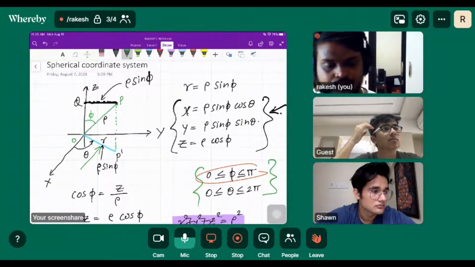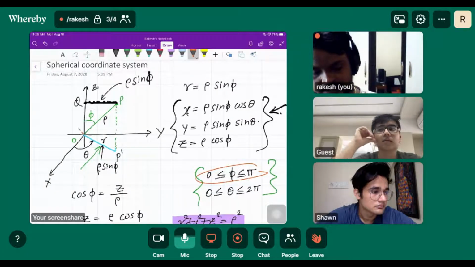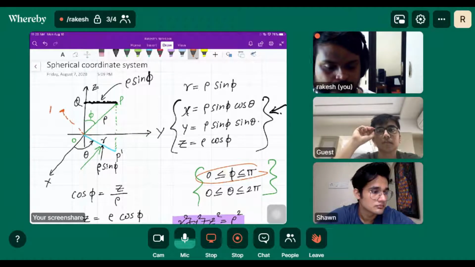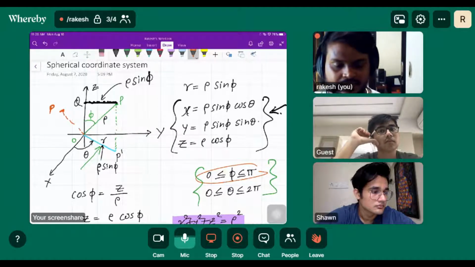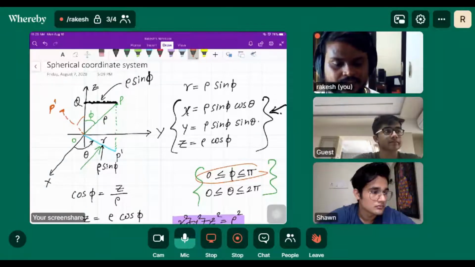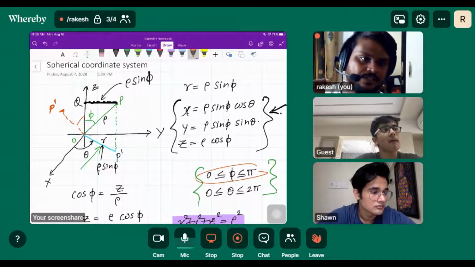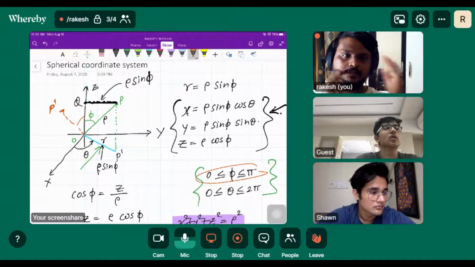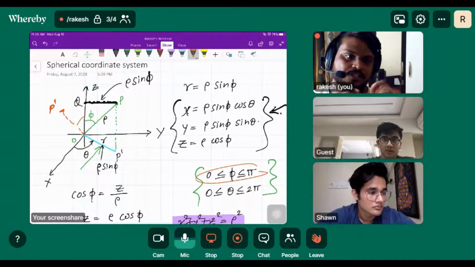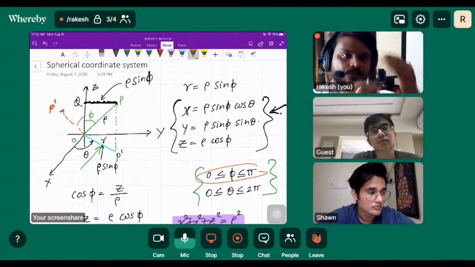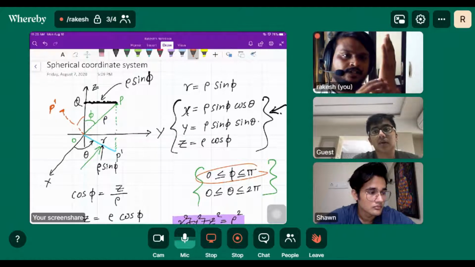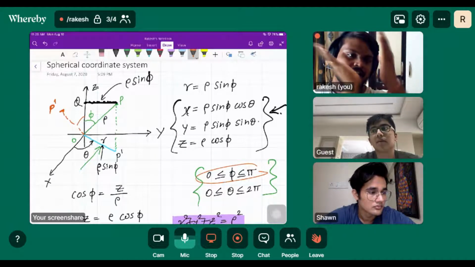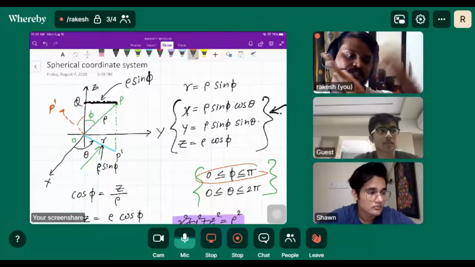If you go in the opposite direction, suppose this is the point on the sphere, then again the angle between Z and that line OP prime would be between 0 and pi. So that's the whole idea when I explained this spherical coordinate system. The phi has to be between 0 and pi, and theta has to be between 0 and 2 pi, because eventually the angle between Z and that line will be between 0 and pi.